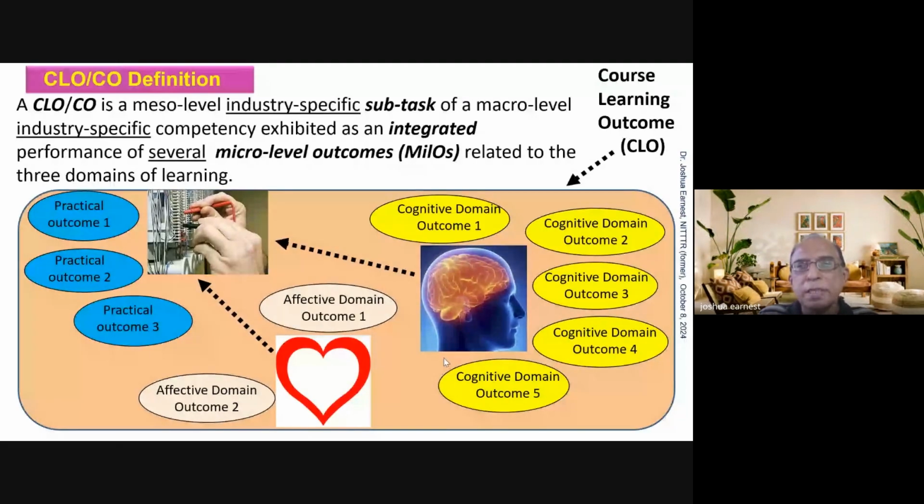So you cannot measure the CO by using Bloom's taxonomy, which is a big blunder many people are making. Even in the NBA, some of the members tell the wrong things, because I have been with them, I know. Please understand what a CO is. Many people across academia have never understood what a course outcome or course learning outcome is.